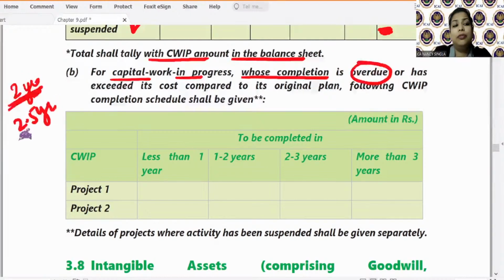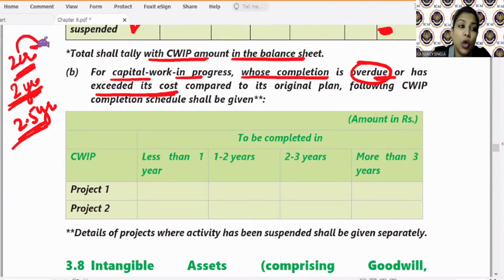2.5 years have been completed, but this project is still CWIP, right? So for capital work in progress whose completion is overdue or has exceeded its cost, 2 CR was the estimated cost, but already 2.5 CR has been spent and it is still in CWIP, right? Compared to the original plan, following completion schedule shall be given.